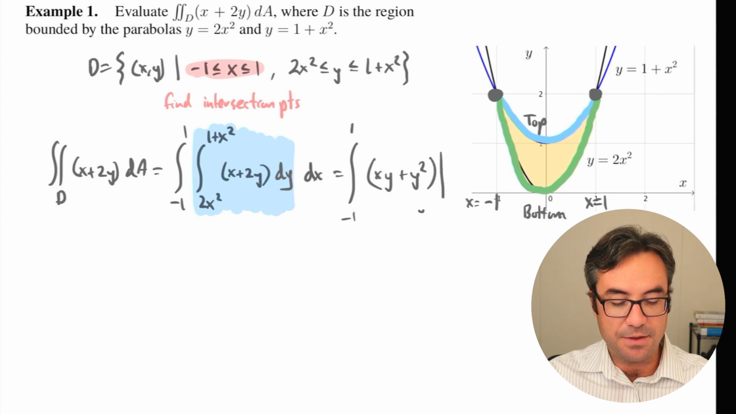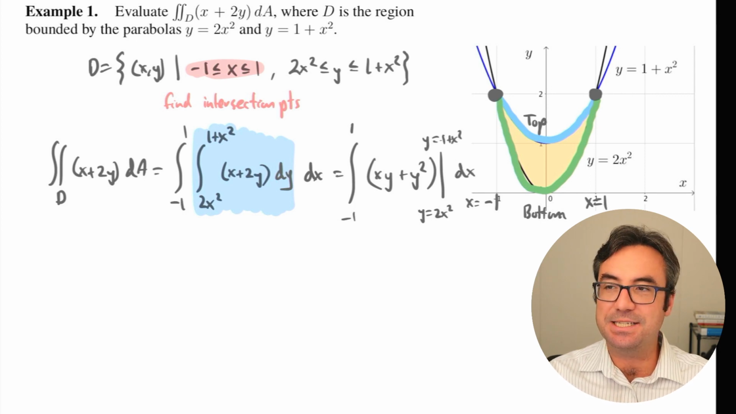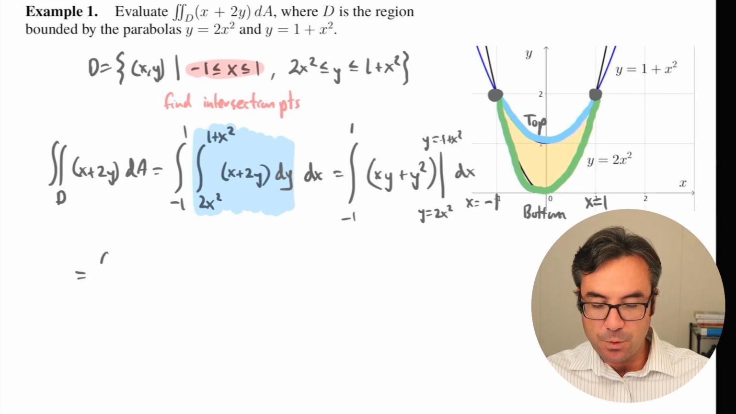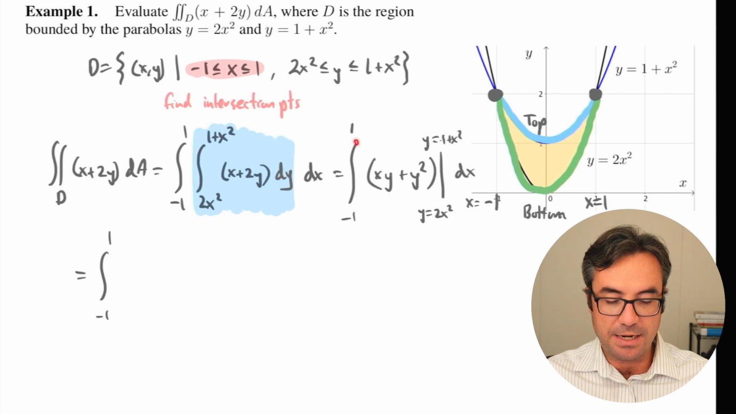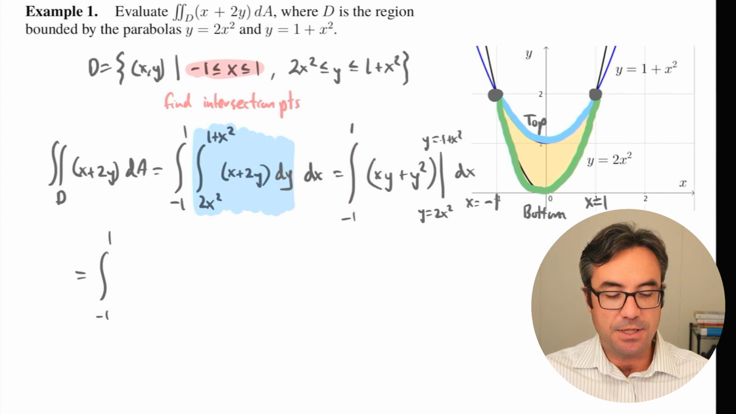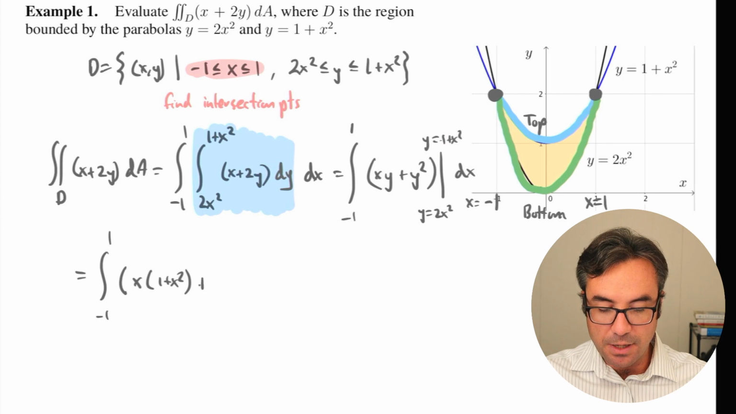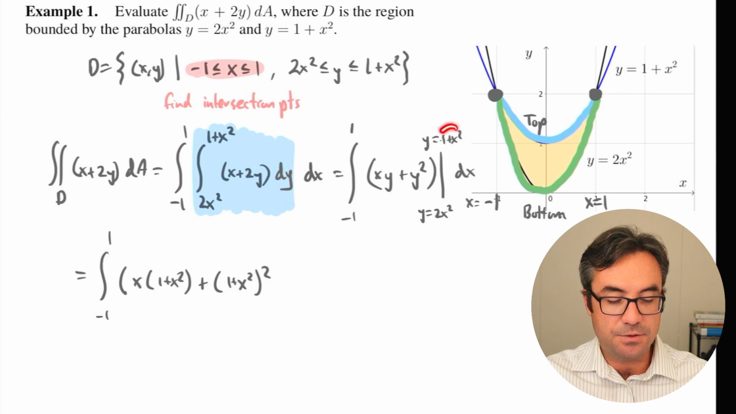And then we're evaluating this from y equals 2x squared to y equals 1 plus x squared, and then we have our dx there. Now when we plug in, the top number gets plugged in first. We still have to keep writing this integral sign. Let's take the top number and plug it in. So we're going to get x times 1 plus x squared plus 1 plus x squared squared. All I've done is, wherever I saw a y, I plugged in the 1 plus x squared.